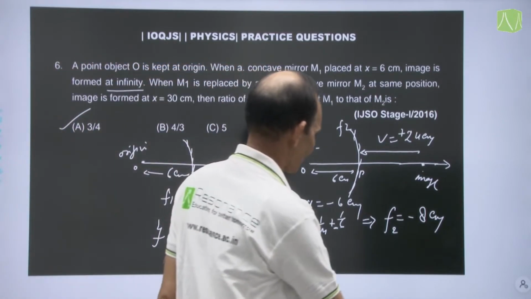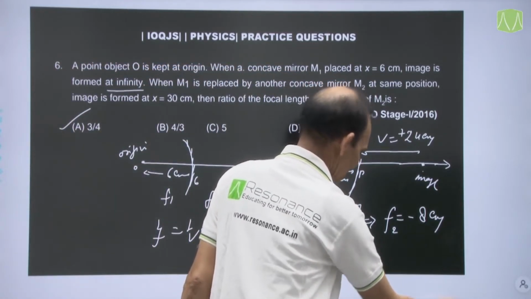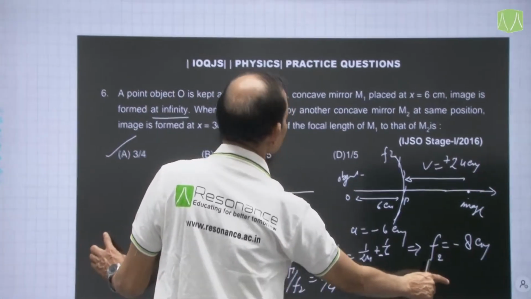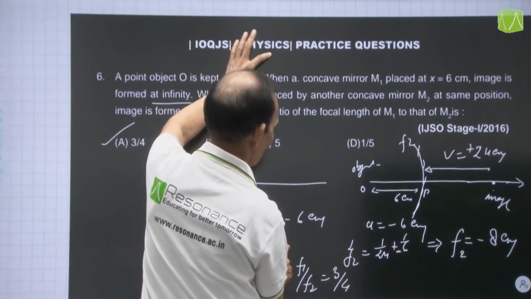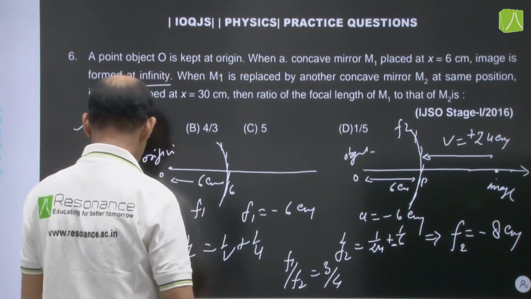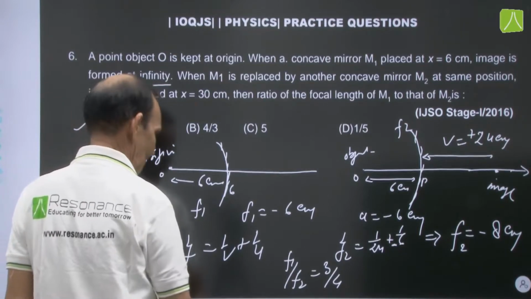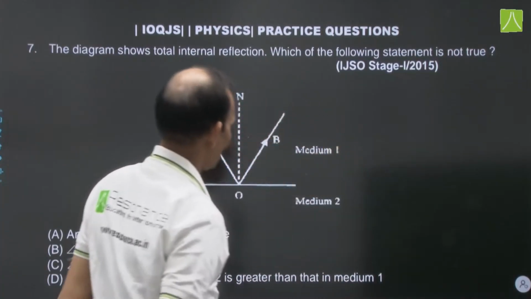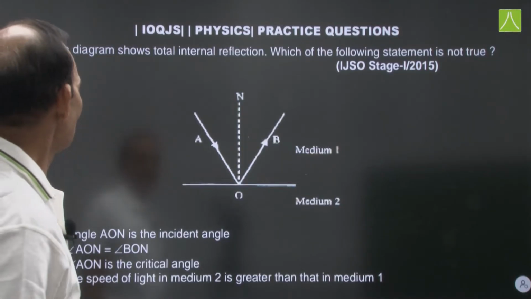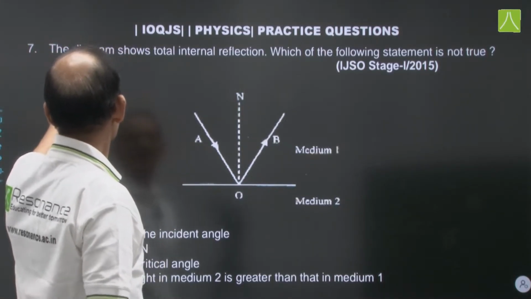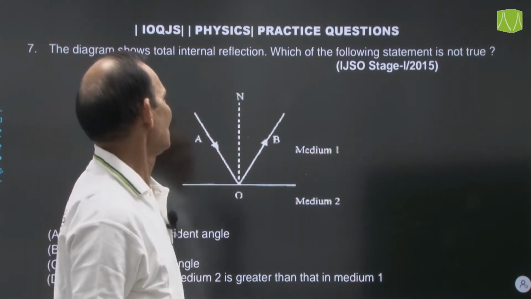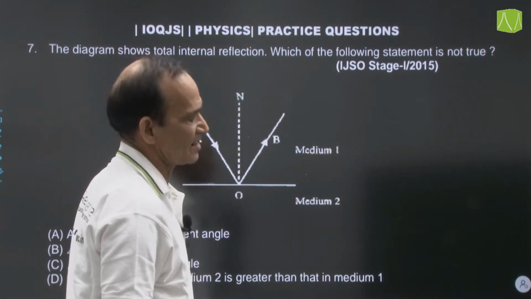Next, look at question number 7. It depends on reflection. Look, the diagram shows total internal reflection, TIR. Which of the following statements are correct?